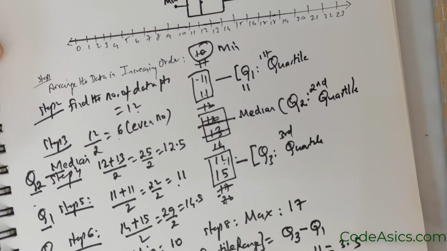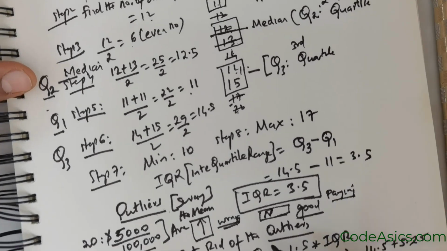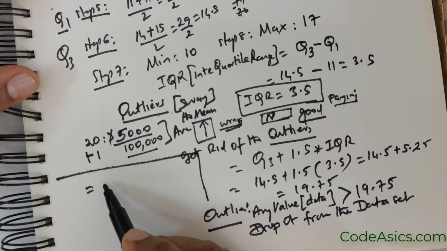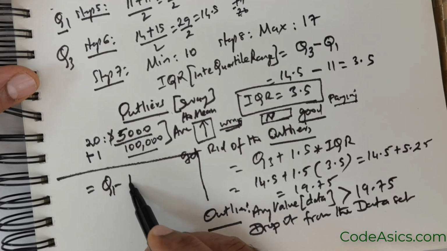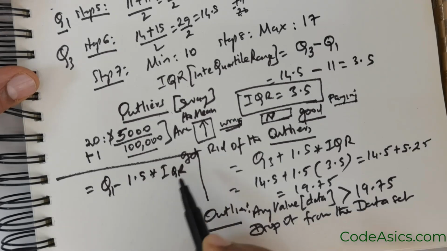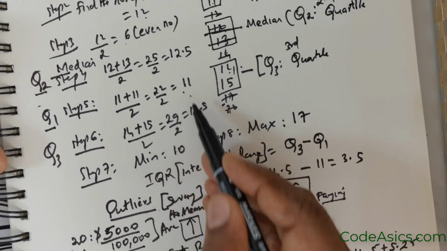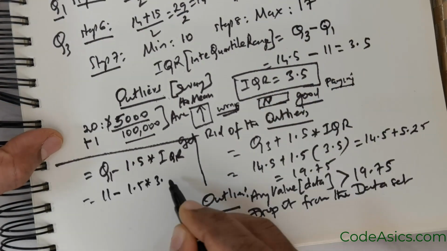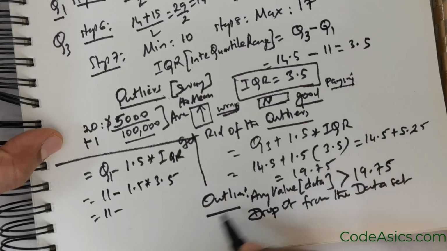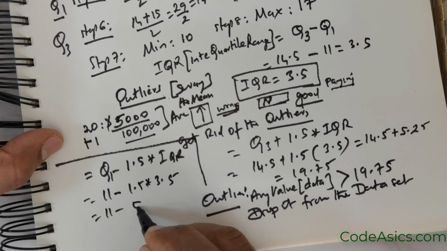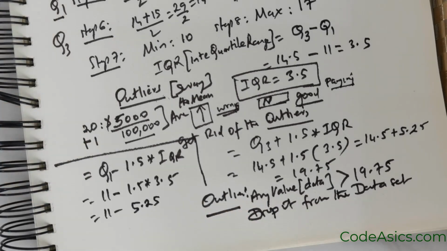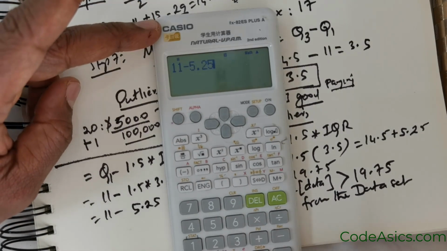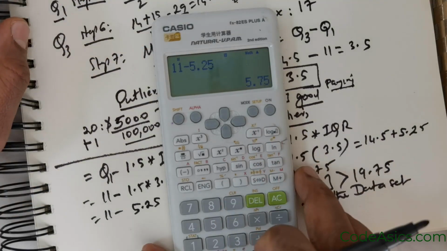So now we need to find the minimum value for the outliers. So for the minimum value, you need to take Q1 minus 1.5 times IQR. So what is Q1? Q1 is 11. So take that 11 minus 1.5 times 3.5. This is 11 minus this value. We have got it as 5.25. So 11 minus 5.25 is 5.75.